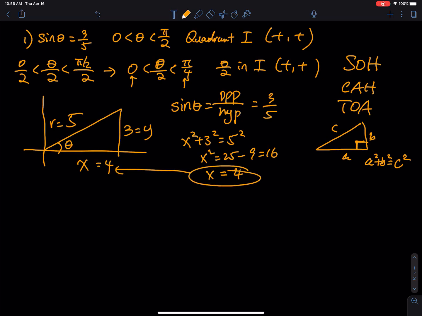How come I didn't take care of the plus or minus? Because we don't need to. In quadrant 1, x is positive, all right? At this point, x is 4, y is 3. In quadrant 1, they are both positive.